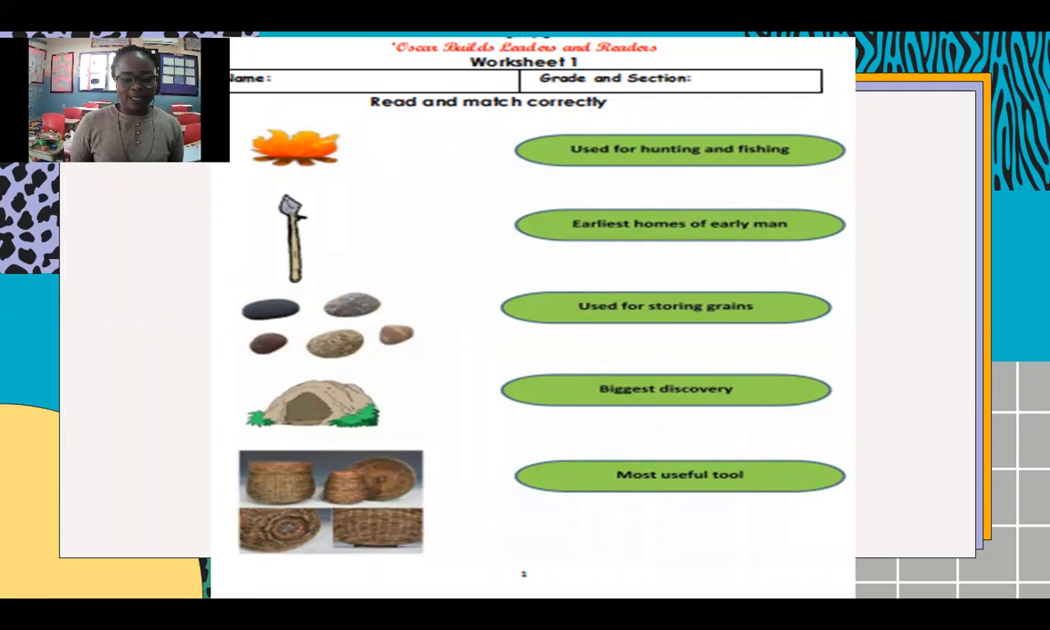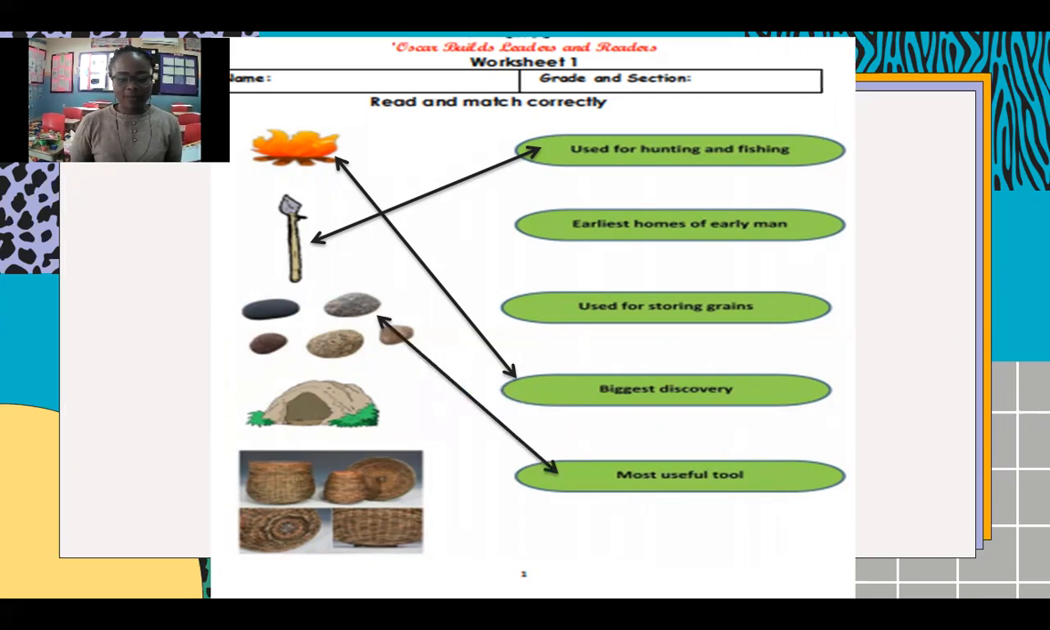Worksheet 1. The first one is biggest discovery. You remember in the story we said, man discovered that rubbing stones together starts a fire. The next one is used for hunting and fishing. They use this tool for hunting and fishing. This tool is made from stones. The next one is most useful tools. They use stones. Remember, they use stones for building houses, and they use stones to make their tools.